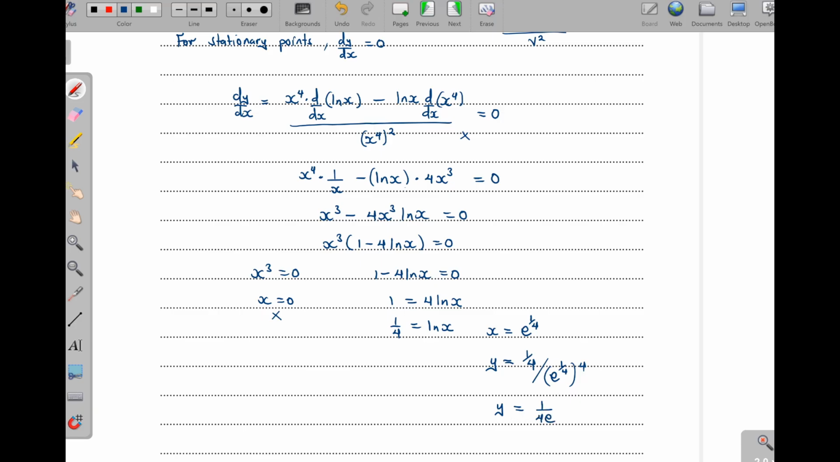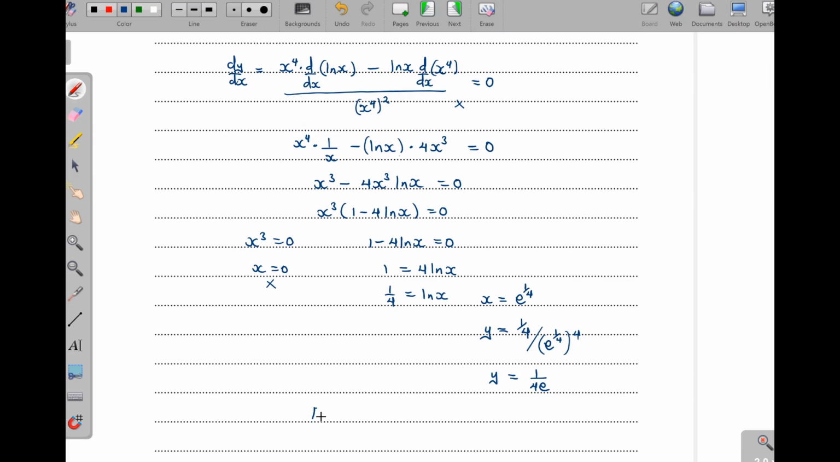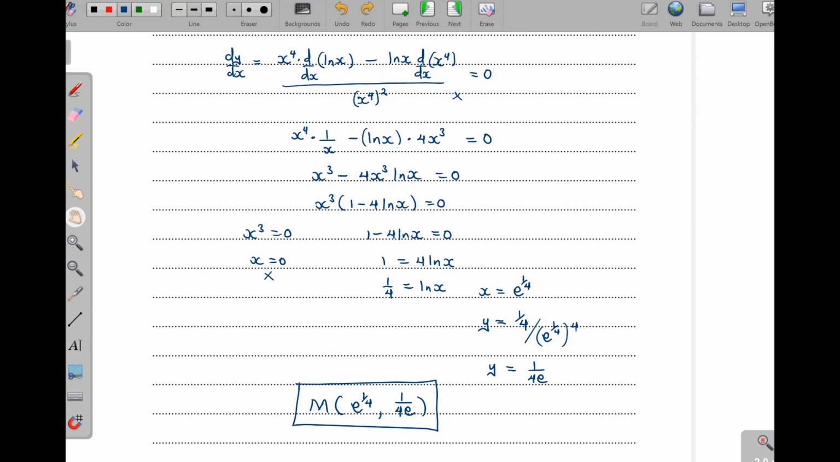Not so? So therefore, the coordinates of M are going to be: the x coordinate is e to the power of a quarter, and the y coordinate is 1 out of 4e. And that is that. We don't need decimals because they said exact. So you leave the e's there like that.